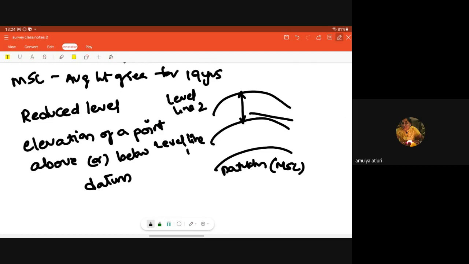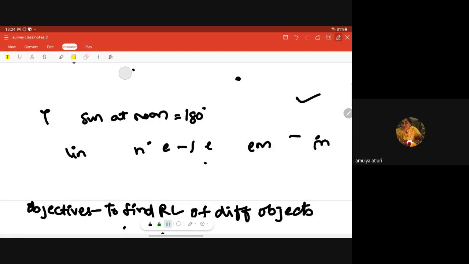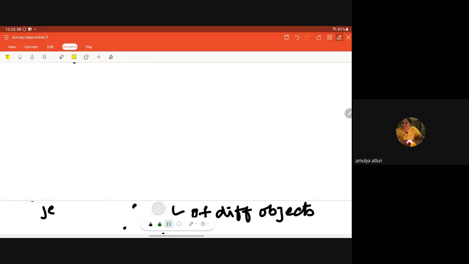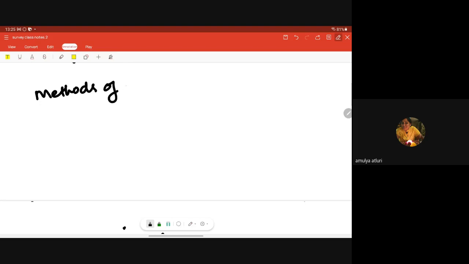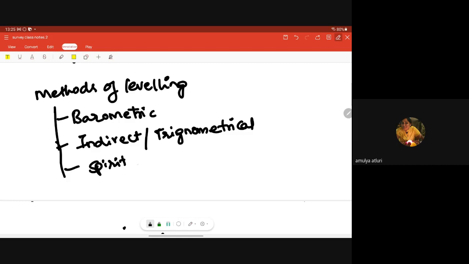So, methods of leveling. There are different methods of leveling: barometric leveling, indirect or trigonometrical leveling, and spirit or direct leveling. These are the methods of leveling.